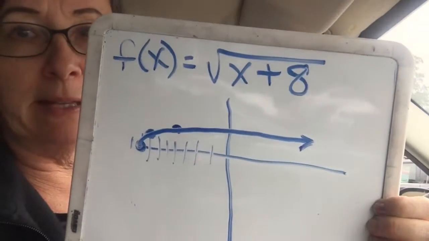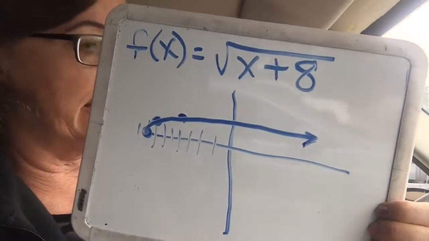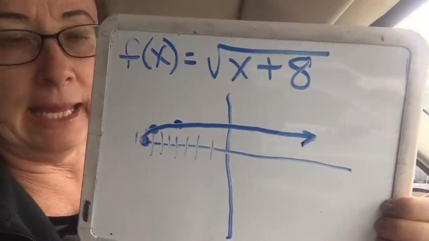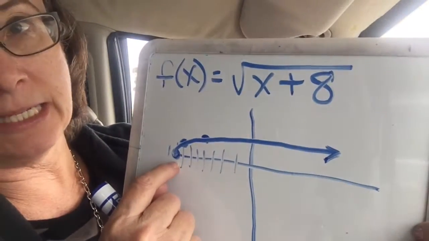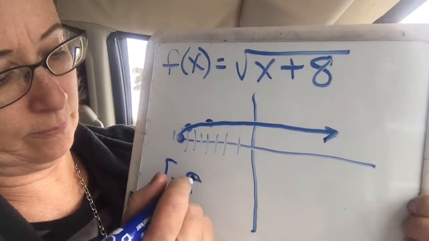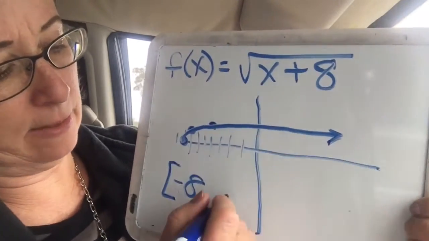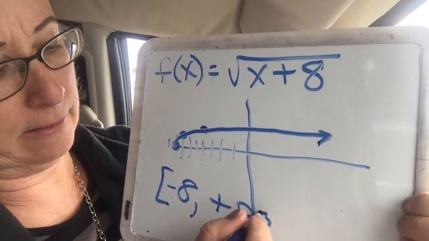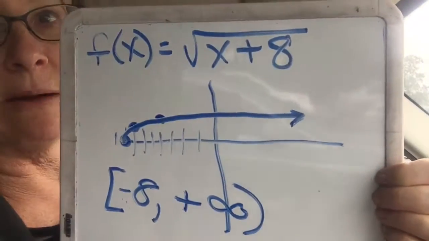So once you graph it, then you can see that it is going to be a negative 8 with a bracket to a positive infinity with a paren. So that would be your domain. But they wanted you to graph those on the graphing calculator. So here's my graphing calculator.